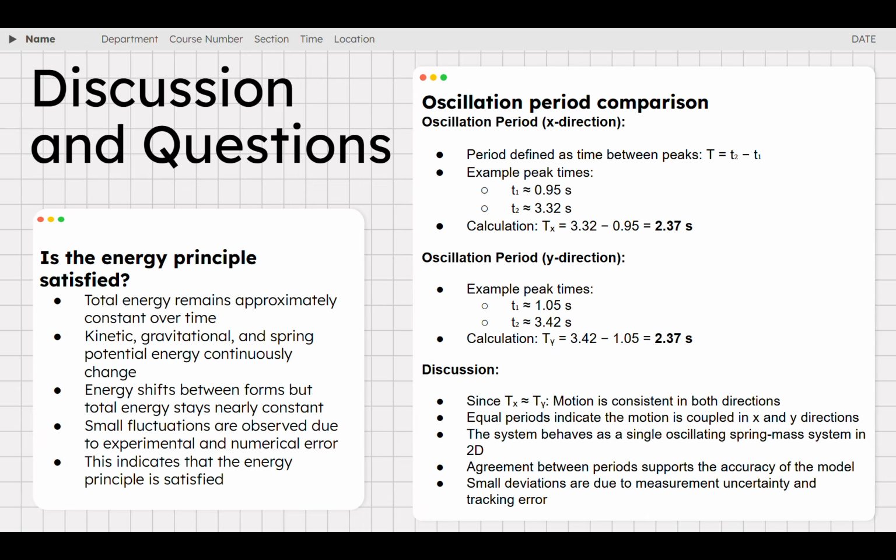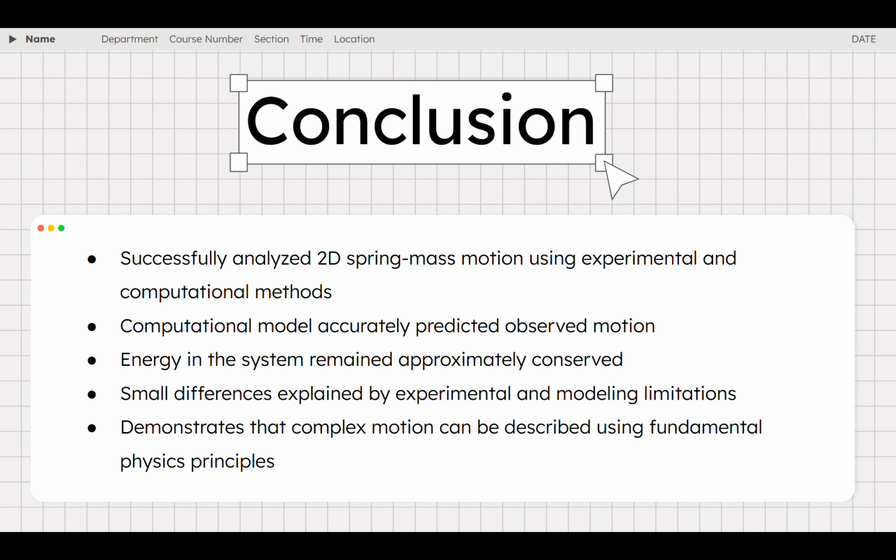In conclusion, we successfully analyzed 2D spring mass motion using experimental and computational methods. The computational model accurately predicted observed motion. Energy in the system remained approximately conserved. Small differences are explained by experimental and modeling limitations. And this demonstrates that complex motion can be described using fundamental physics principles.